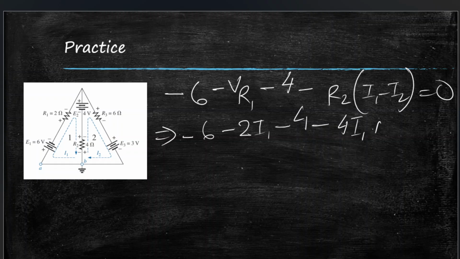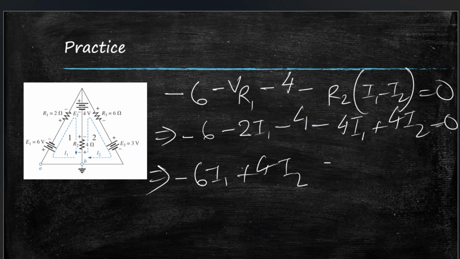4I1 plus 4I2 is equal to 0. Now let's rearrange and bring I1 to the front. So minus 2 and minus 4, that's minus 6I1 plus 4I2 is equal to minus 6 minus 4 makes minus 10, so plus 10 on this side. That's equation 1.